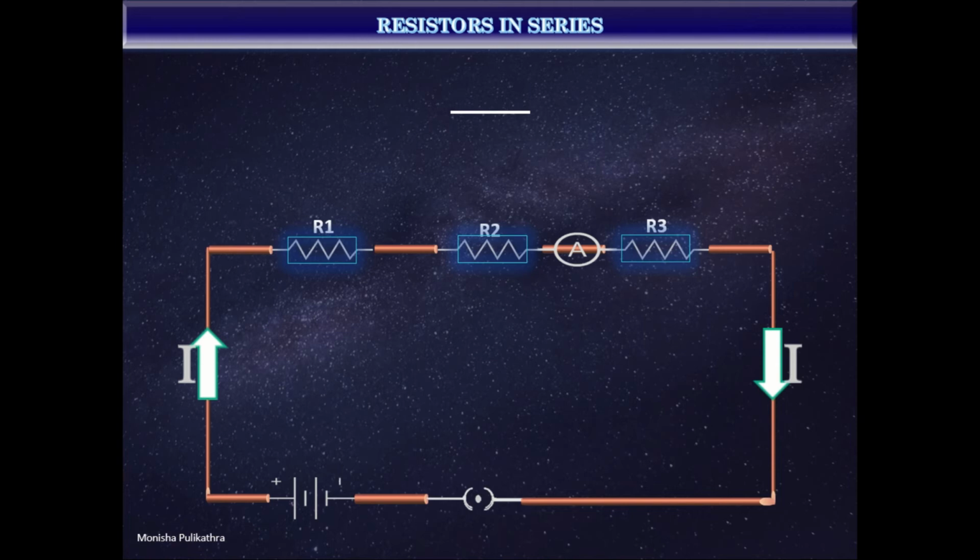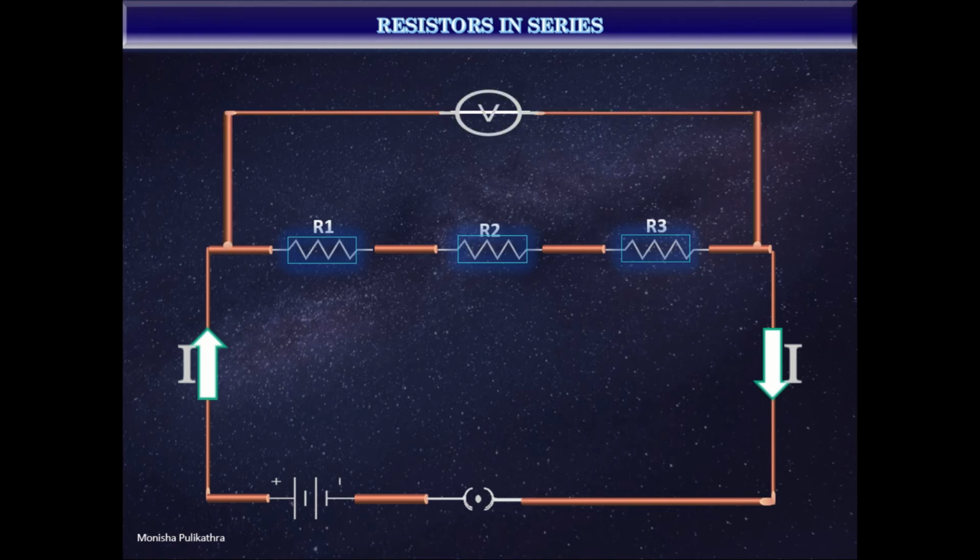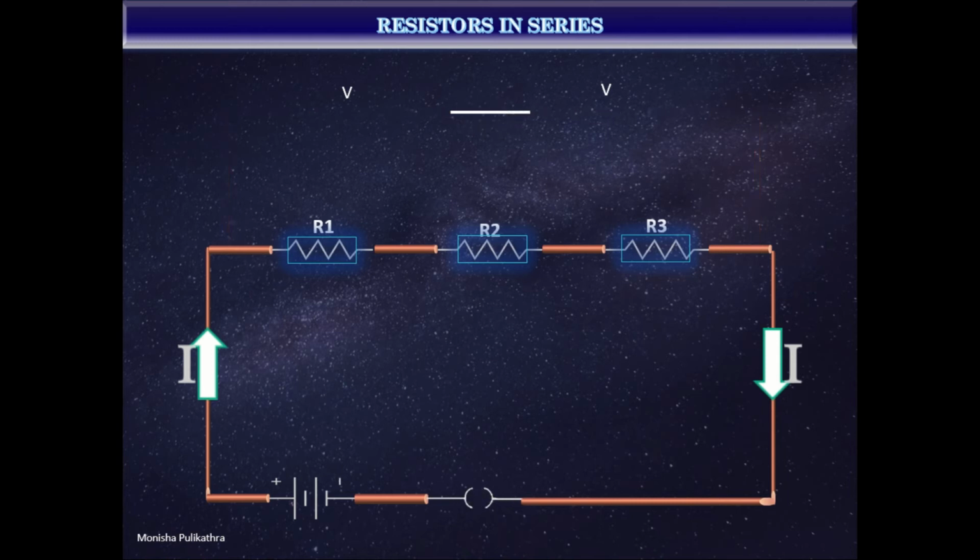Now let's remove the ammeter and try out something else. Insert a voltmeter across the first resistor and the end of the third resistor. Now plug the key and note the potential difference across the resistors. Let the potential difference be V volts. Now take out the plug key and disconnect the voltmeter.